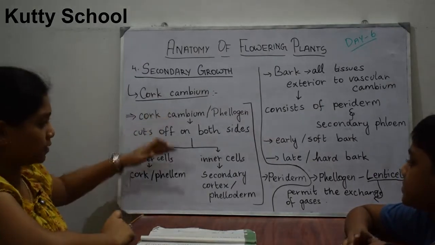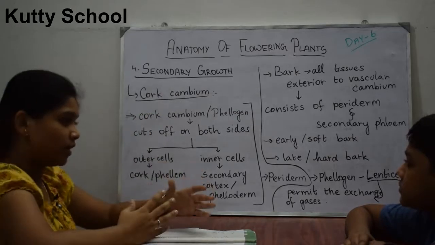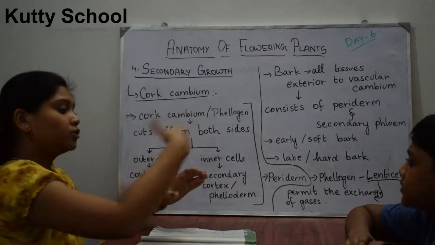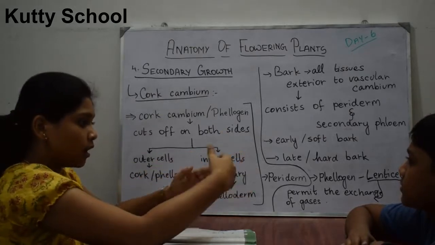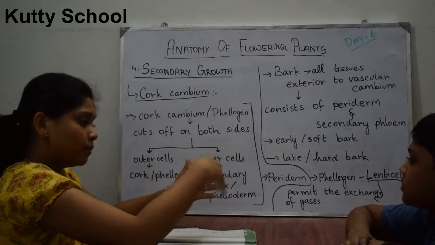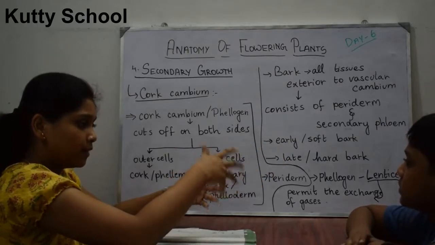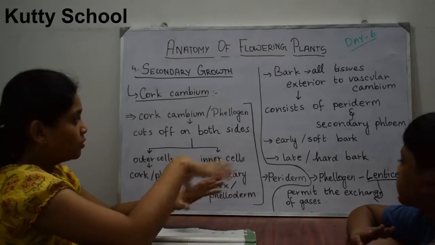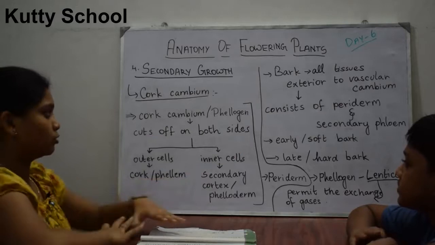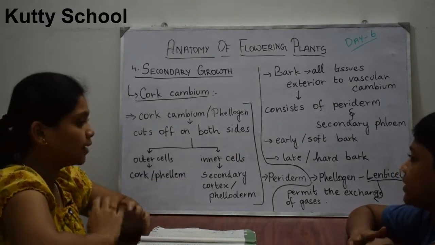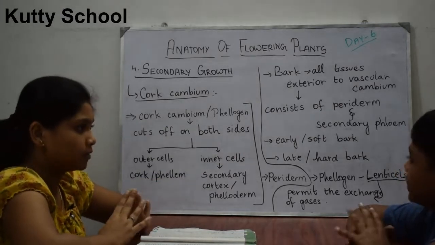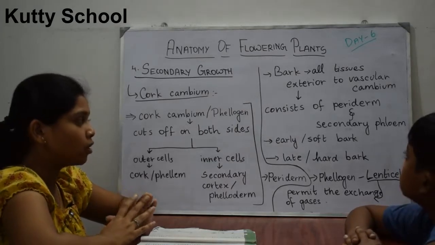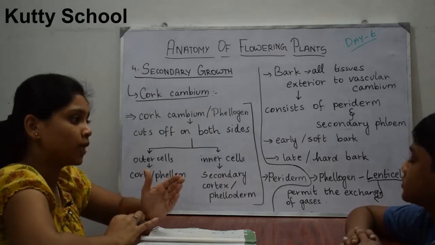Since these three layers continuously divide and form a large layer, the layers outside these cortical cells die and are sloughed off, like dried leaves. This generally happens in the outermost cells. Next we are going to talk about bark. Bark is nothing but all tissues exterior to the vascular cambium.